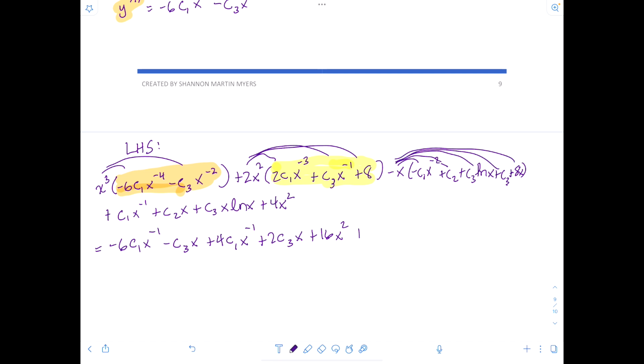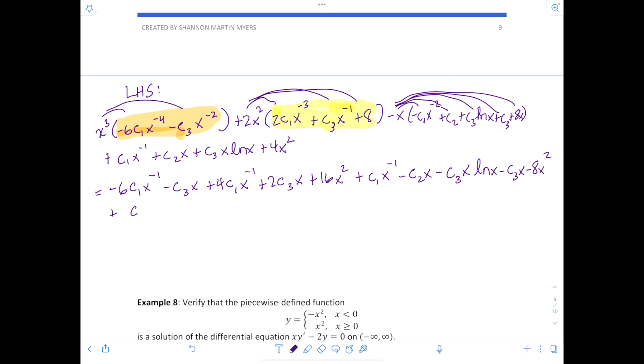And then distributing the x throughout, we shall have plus c1 x to the negative 1 minus c2 times x minus c3 times x natural log of x minus c3x minus 8x squared, and then plus c1x to the negative 1 plus c2x plus c3x times natural log of x plus 4x squared.